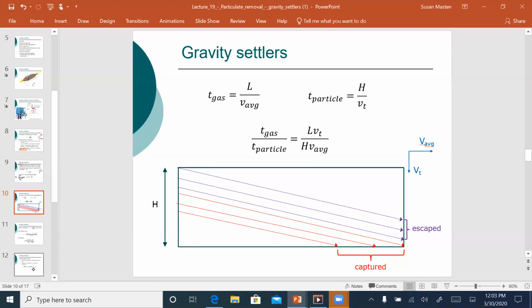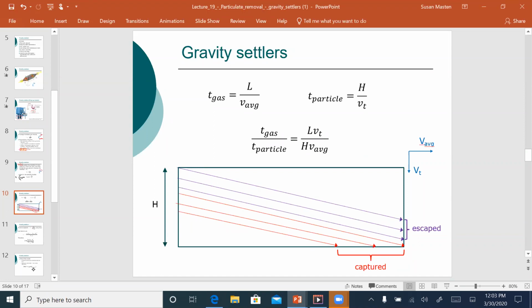So if we take both of these equations and we take the ratio of the time that it takes for a gas particle to traverse divided by the time that it takes for your particle to settle, and we equate these, then we have an equation in terms of our general measurable or design parameters. We have length, terminal settling velocity for the particle itself, divided by the height and the horizontal velocity. Essentially, this is going to give us an efficiency.